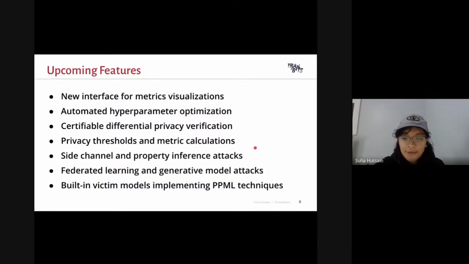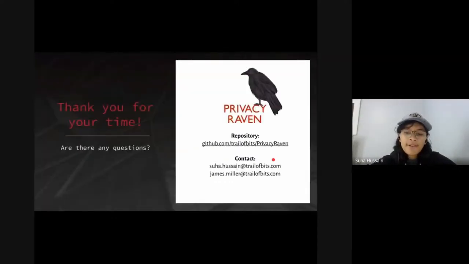More classes of attacks, including ones that specifically target federated learning and generative models, as well as property inference and side channel attacks, will be incorporated into Privacy Raven in the future. Finally, we're planning on adding models that have already implemented privacy-preserving machine learning techniques. The hope is that in 5 years, machine learning assurance tools like Privacy Raven will be as commonly used as tools like LibFuzzer are for other software. Ideally, the majority of publicly deployed ML systems will implement privacy-preserving machine learning, and there will be much stronger defenses and mitigations for the multitude of failure modes in machine learning.